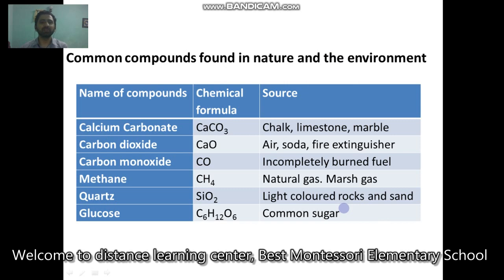Now let's move on to the chemical compounds found commonly in nature and our environment around us. Calcium carbonate, the chemical formula is CaCO3. It is found in chalk, limestone, marble. Carbon dioxide, CO2, is common in air, fire extinguisher gas, and the soft drinks that we drink. Carbon monoxide, CO, is present in incompletely burned fuel. Methane, CH4, is a natural gas found in marshy, damp areas, which is why it is also known as marsh gas.